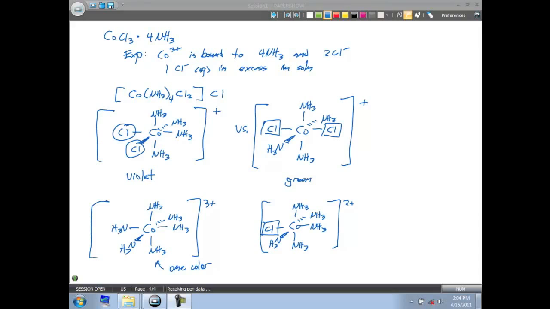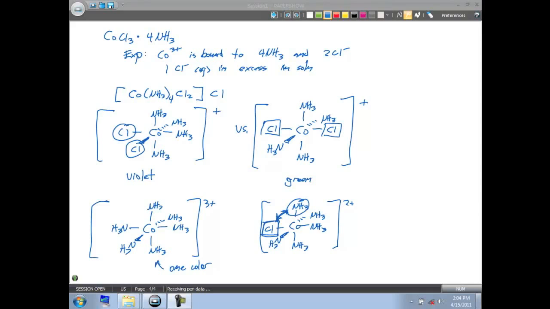So the question is, this particular complex right here, if we drew it differently and rotated it, what happens if this chlorine right here and this ammonia switch places? Is that going to change anything in the molecule? There's really nothing that changes in terms of bonding. It's just like I'm rotating it: instead of drawing it like this, I'm drawing it like this. Nothing really changed here.